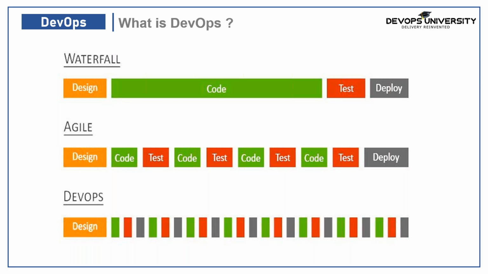And we know the waterfall model has 7 to 8 steps. The very first is requirement gathering, second is requirement analysis, third is design, fourth is coding or development, fifth is software testing, sixth is deploying to production, and the seventh is monitoring the application.